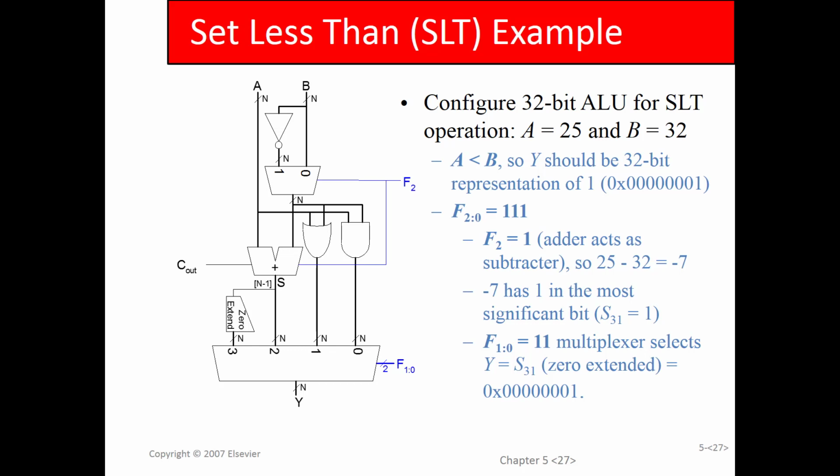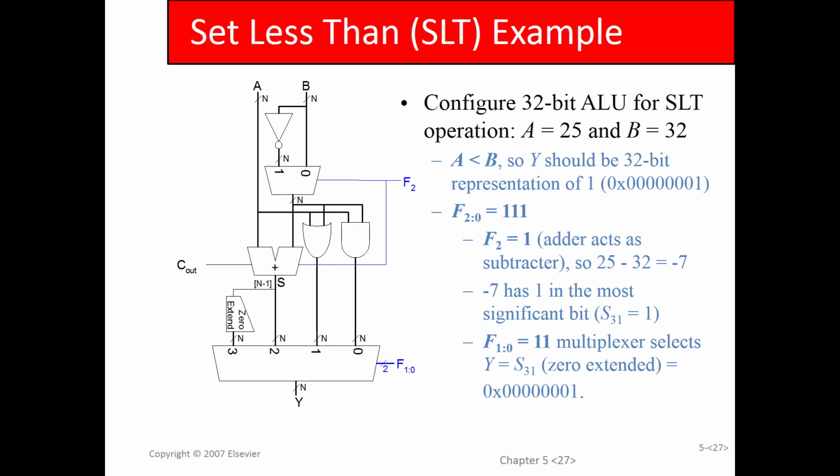But to do that, we'd have to set the function code to 111. That's based on the table, but also on the design. The first 1 tells the adder to act as a subtractor, and the second 11 selects the third input on that mux. You guys with me?